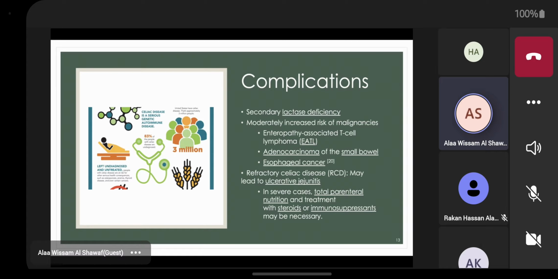Patients with celiac disease might develop complications such as secondary lactase deficiency and a moderately increased risk of malignancy. Those malignancies are enteropathy-associated T-cell lymphoma, adenocarcinoma of the small bowel, and esophageal cancer.